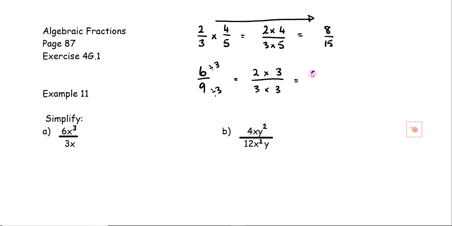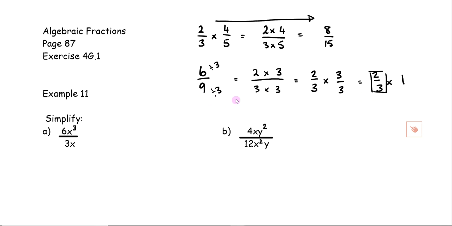So I'm going to break this up into 2/3 multiplied by 3/3. Now, 3/3 is the same thing as 1. So I'm actually changing this to 2/3 times 1. And if you multiply anything by 1, you get the same thing, so we don't need to consider it. So what I can actually do then is just think of 2/3 as my answer. So 6 divided by 3 would give me the 2, 9 divided by 3 would give me the 3.